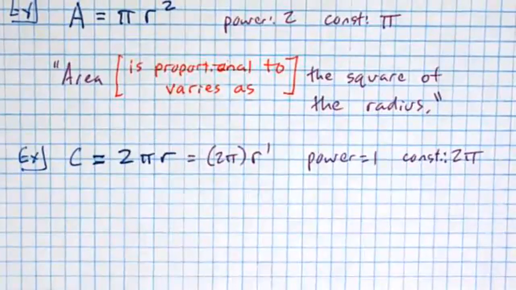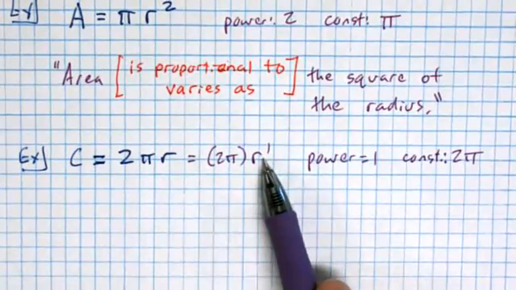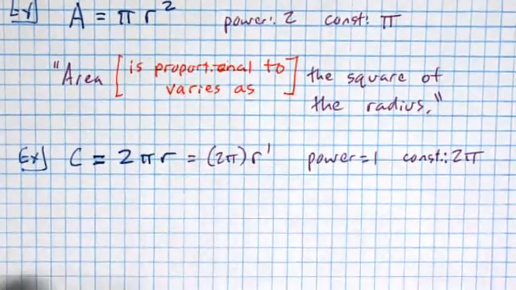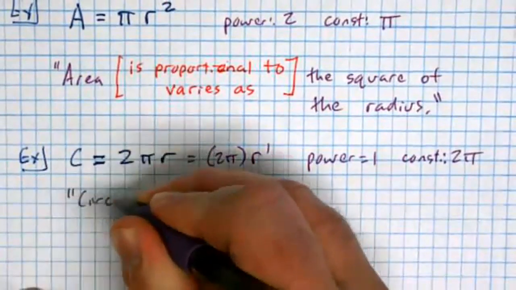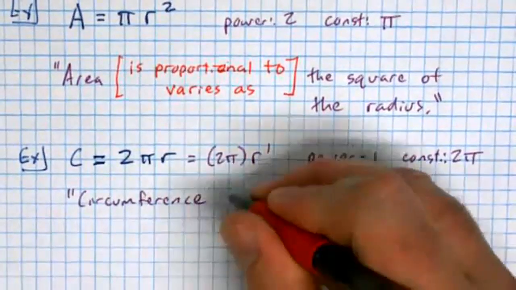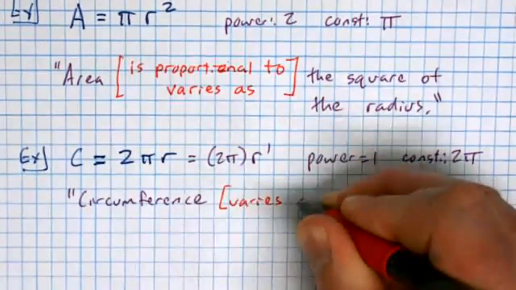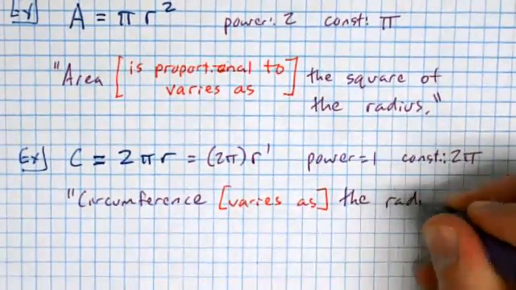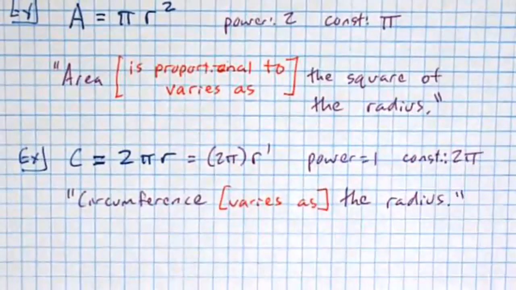So we could write a sentence for this one too. It would say the circumference. I'm going to go with varies as this time. Circumference varies as, and I wouldn't say the square of the radius this time. I would just say the radius. So the circumference varies as the radius. Or it could have said the circumference is proportional to the radius.